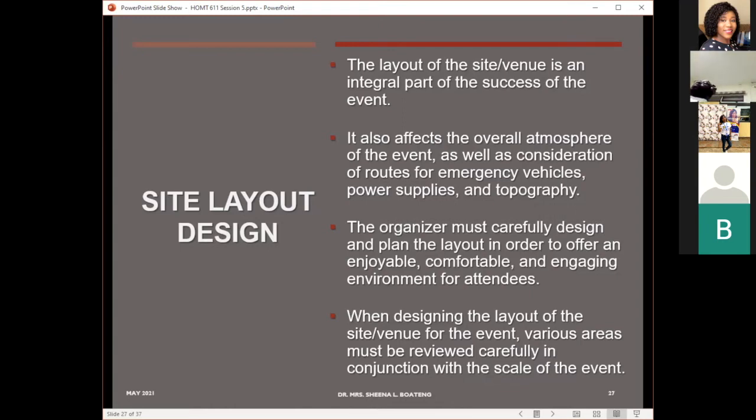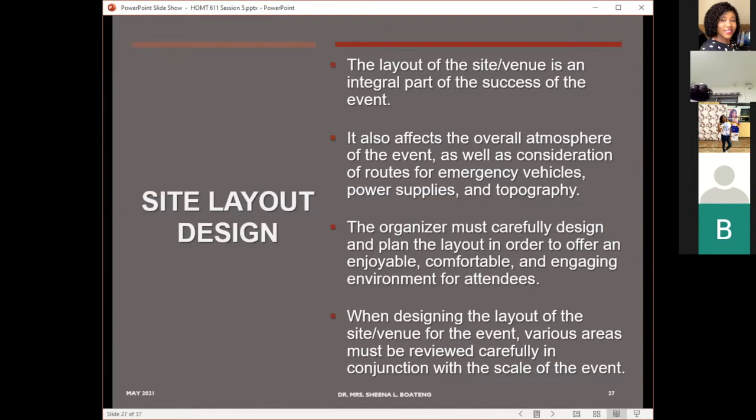You also need to think about the positioning of power supplies, especially in the event that you are using alternate sources of power supply like generators that involve using fuel and different cables. You also need to think about the topography of your site, which will determine how you position the different elements at the venue.